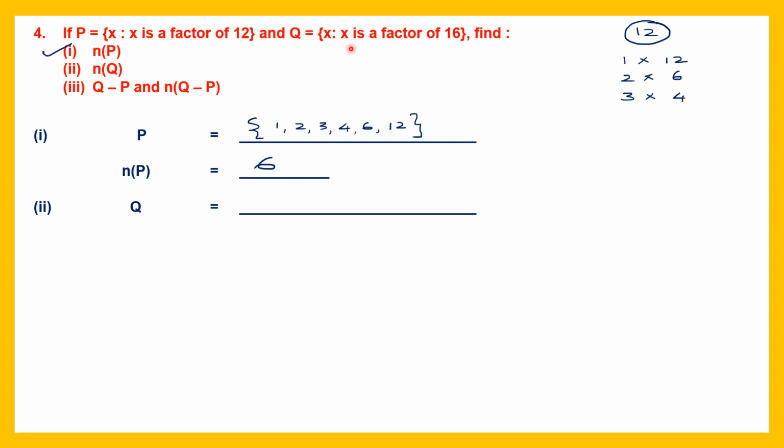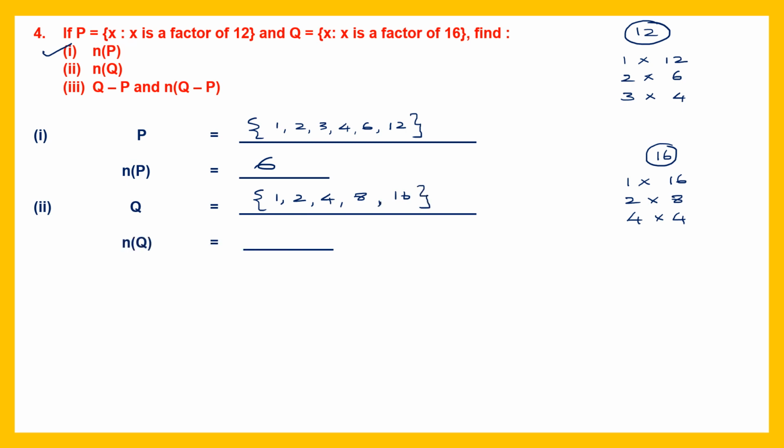So here Q, X is a factor of 16. That means all the factors of 16 will be the elements of set Q. So just like we did for 12, let's write the factors of 16. So 1 into 16 is 16. Then 2 8s are 16. What else will give you 16? 4 4s are 16. So what are the factors of 16? 1, 2, 4. You don't have to repeat 4 again. 8 and 16. So that will be 1, 2, 4, 8 and 16. So these are the elements of set Q.